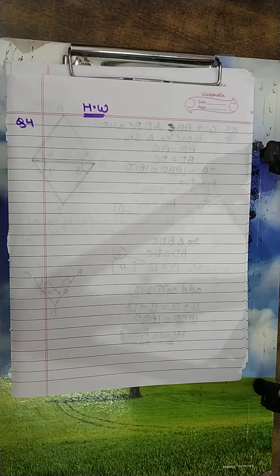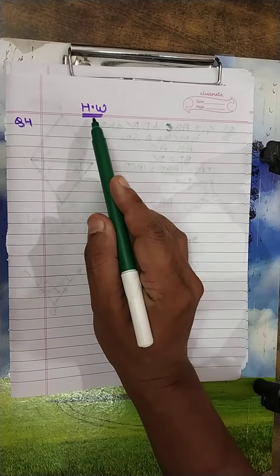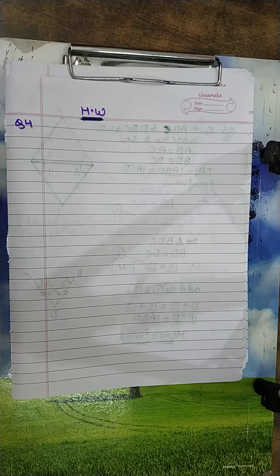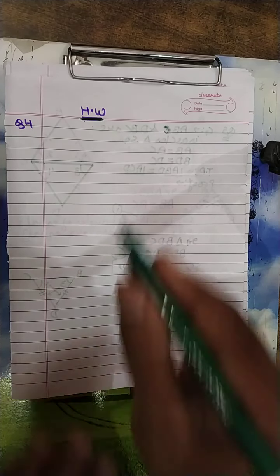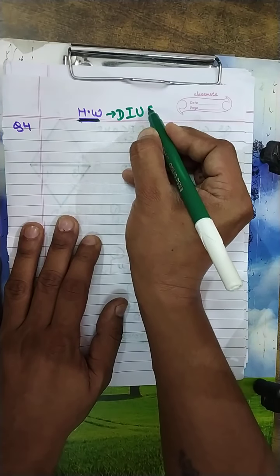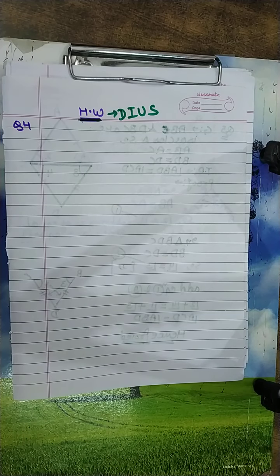Question number 4 is the reverse of question number 3. Question number 4 is the reciprocal of question number 3. So question number 4 is homework. Do it yourself.